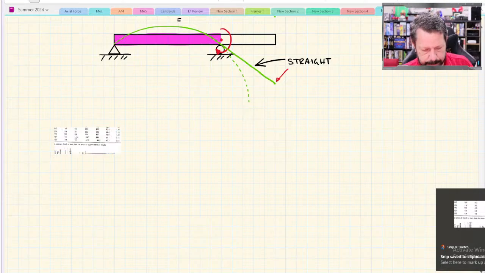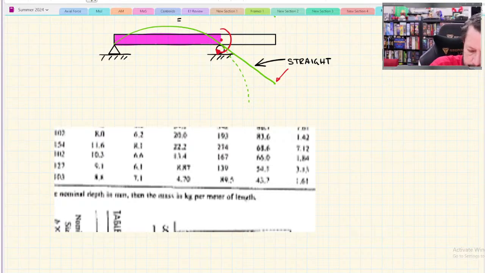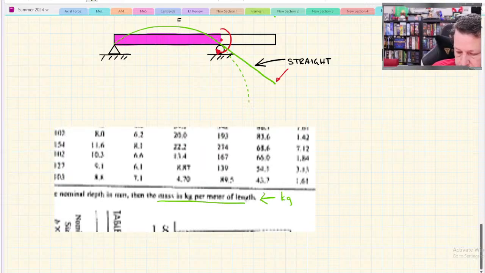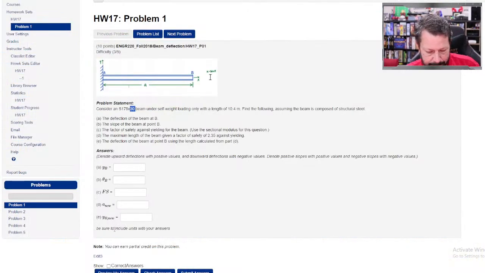So for the metric ones, what it's saying down at the bottom of the beam here is that the mass is kilograms per meter. So be careful, don't use kilograms. You need to convert that over to newtons. So multiply by 9.8, or I don't know if this WebWork is using 9.81, possibly. It might say, let's see. It does not say if you need 9.8 or 9.81. Sometimes WebWork doesn't care which one you use, but it might.